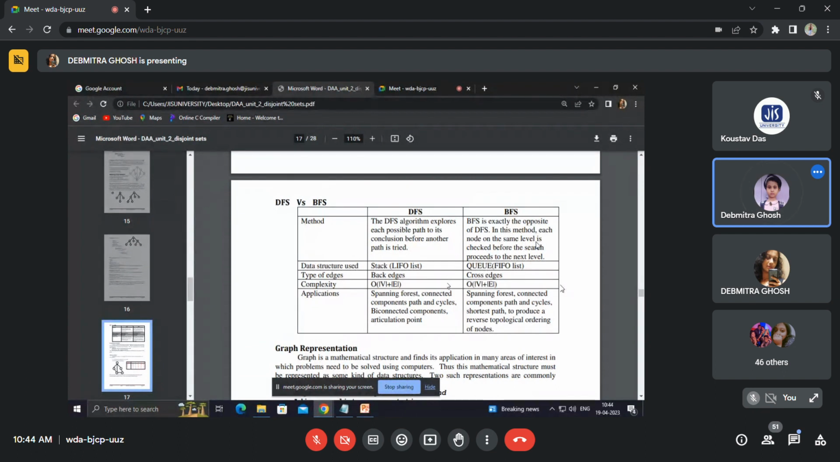See, you will write three columns: method, then DFS, then BFS. Data structure used, types of pages, you also have to write these points also.